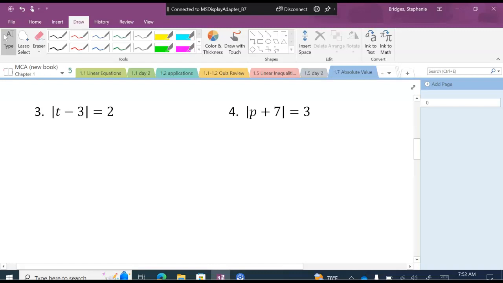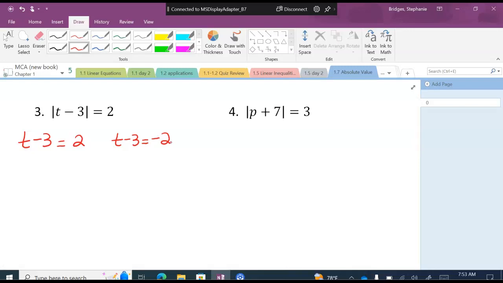So then I'm going to set up 2 equations. I'm going to take that stuff inside the absolute value bar, and I'm going to leave it just like it is. I'm just leaving the absolute value bars off. I'm going to set it equal to 2. But then I also have to think about what other number has a distance of 2 from 0, and that would be negative 2. So we're going to set that up as t minus 3 equals negative 2. If you notice, I don't change anything other than losing the absolute value bars, setting it equal to the number it gives me, also setting it equal to the opposite of the number it gives me.